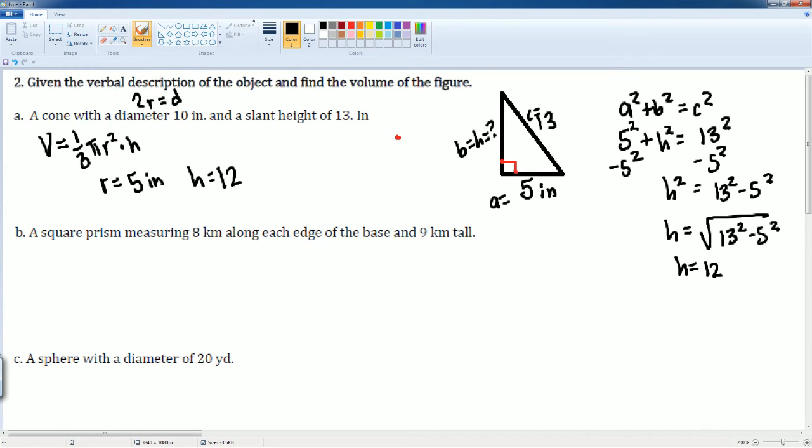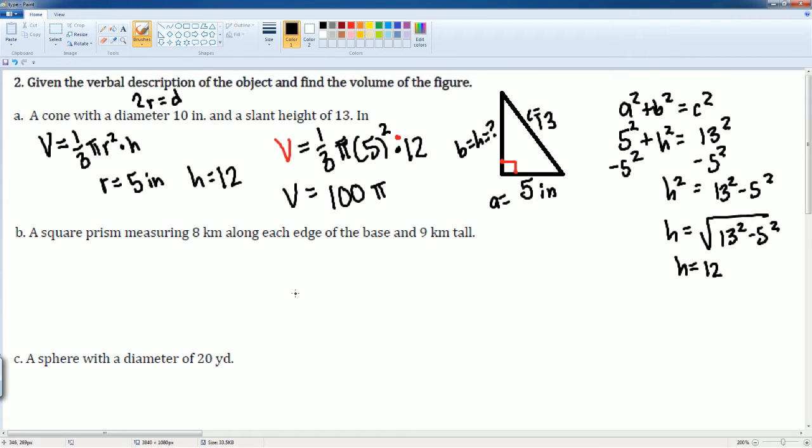All right, now you just plug into the formula. So the volume is equal to 1/3 pi, the radius was 5, make sure you square that, times 12. So we have 5 squared times 12, then times 1/3, that gets you 100. So you can leave it as 100 pi. That would be the volume.